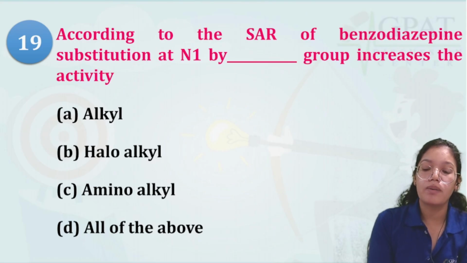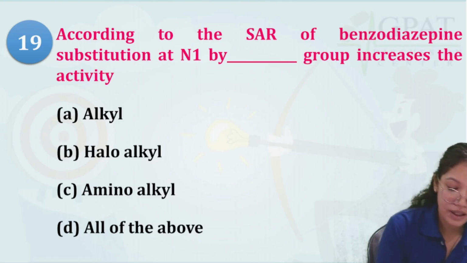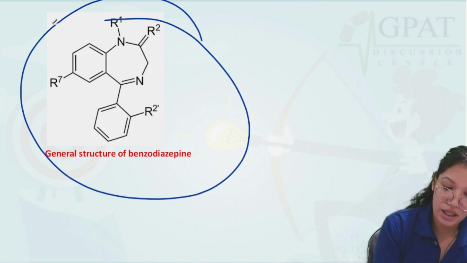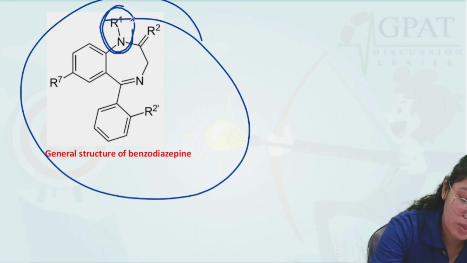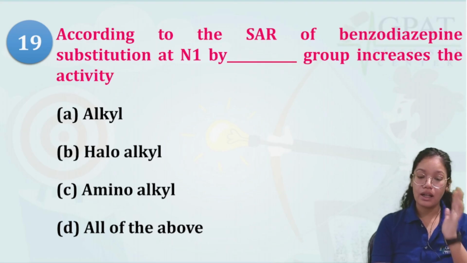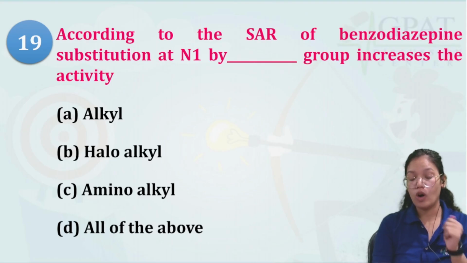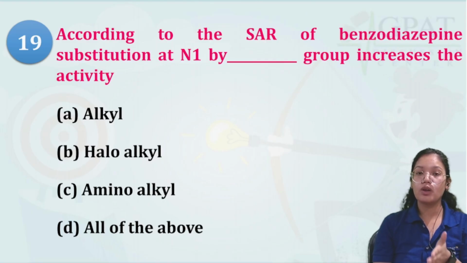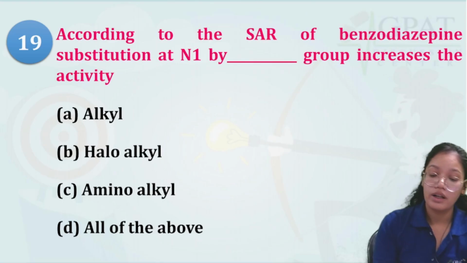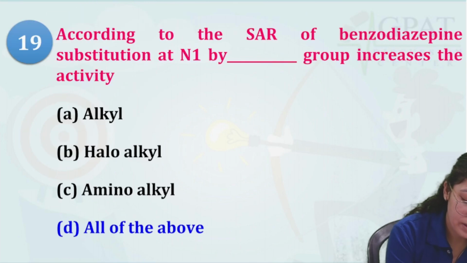substitution at N1 by the dash group increases the activity. So this is the general structure of benzodiazepine. They are saying that at this particular N, what group can we add so that it results in increased activity? Is it alkyl, aminoalkyl, or all of the above? So basically, any alkyl group added to this N1 position will result in an increase in the activity. So D, all of the above, will be the right answer.